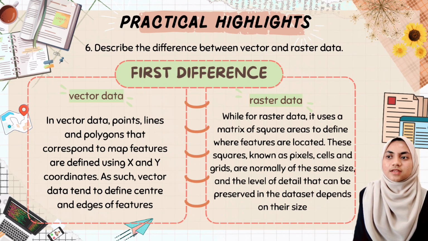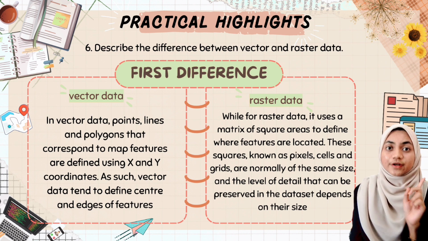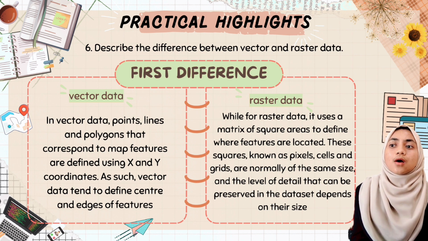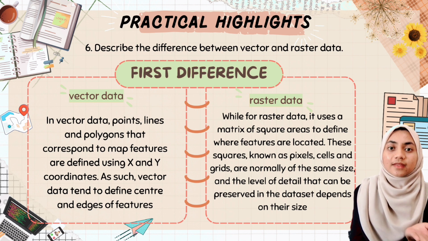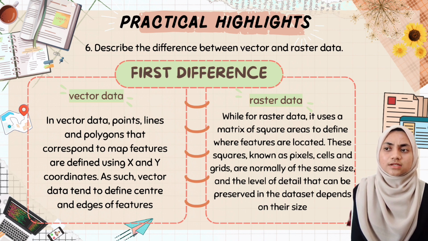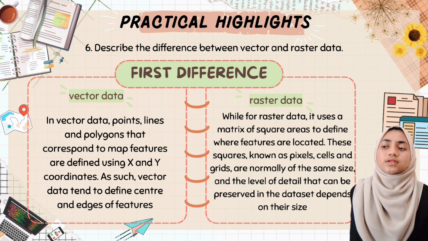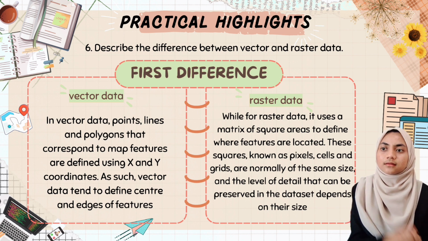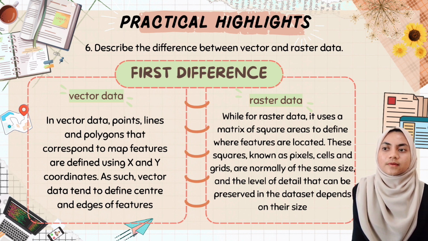And for the last question is describe the differences between vector and raster data. For the first difference, in vector data, point, line, and polygon that correspond to map feature are defined using x and y coordinate. As such, vector data tend to define center and edge of feature, while for raster data, it uses a matrix of square area to define where features are located. These squares, known as pixels, cells, and grid, are normally of the same size, and the level of detail that can be preserved in the dataset depend on their size.